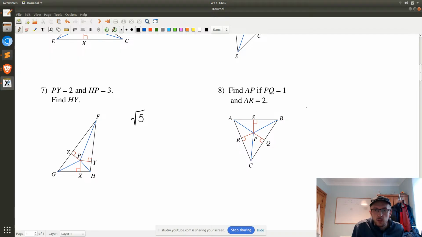Find AP if PQ is 1 and AR is 2. When I'm supposed to find AP. Well, RP would be 1. And so 2 squared plus 1 squared is 5, and so root 5 as well. And check. And that's correct, but they did it to the nearest hundredth, I guess.